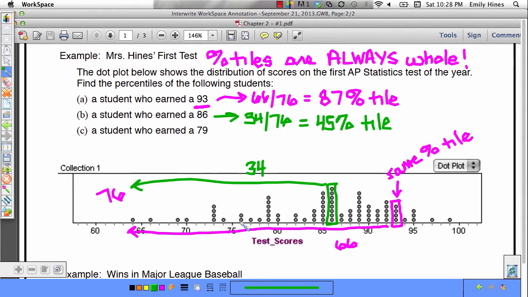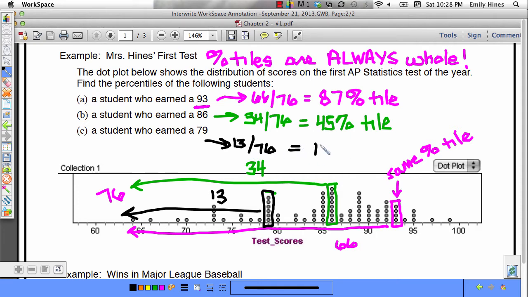And then a student who earned a 79, that would be these students right here. And when I count all the ones below them, I end up with a 13. And so I say 13 out of 76. Then I round to the nearest whole number. It's the 17th percentile. So you always round to the nearest whole number. Always calculate values that are below divided by the total number of values. So that gives you the percent of people who are below you.